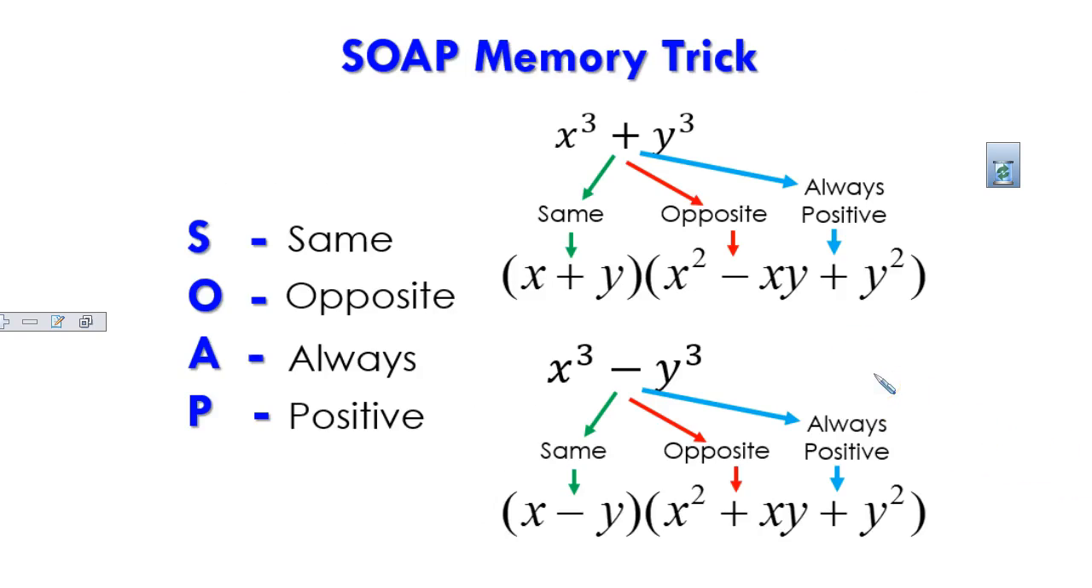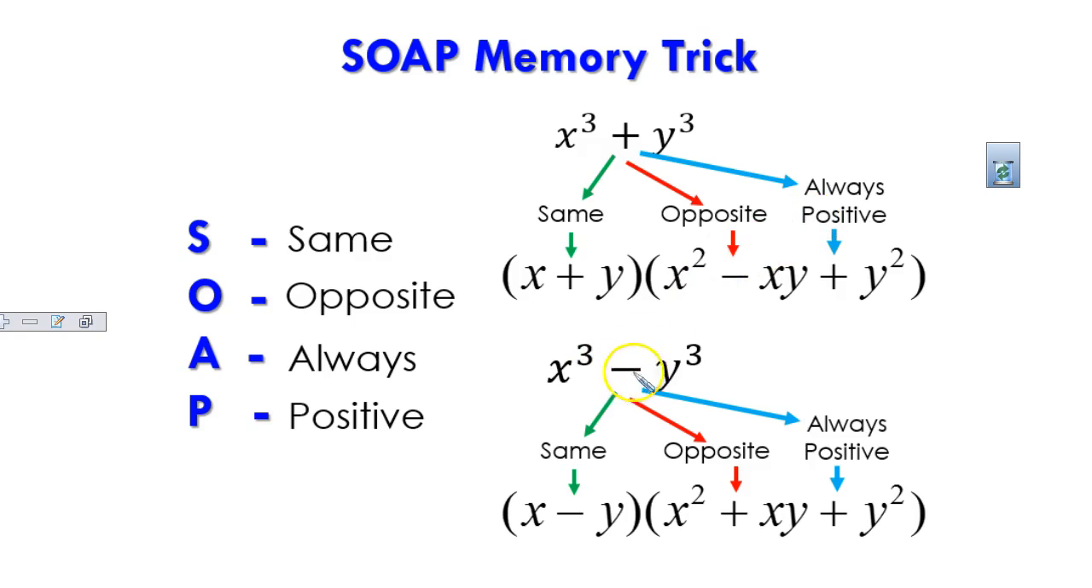The memory trick that we use is called SOAP. What SOAP does is it tells us that if our sign is positive, the first sign that we come to is going to be the same as that positive. The second is going to be the opposite of positive. And the third one is always positive. So you can see the same, opposite, always positive in the letters of SOAP. If you can remember SOAP, you can remember same, opposite, always positive.